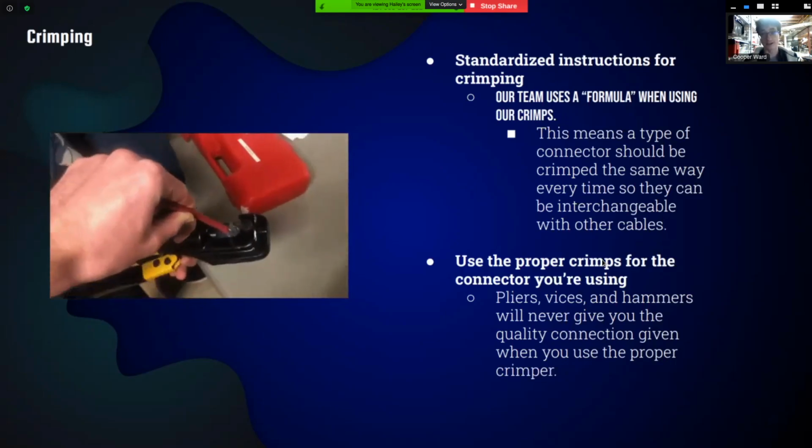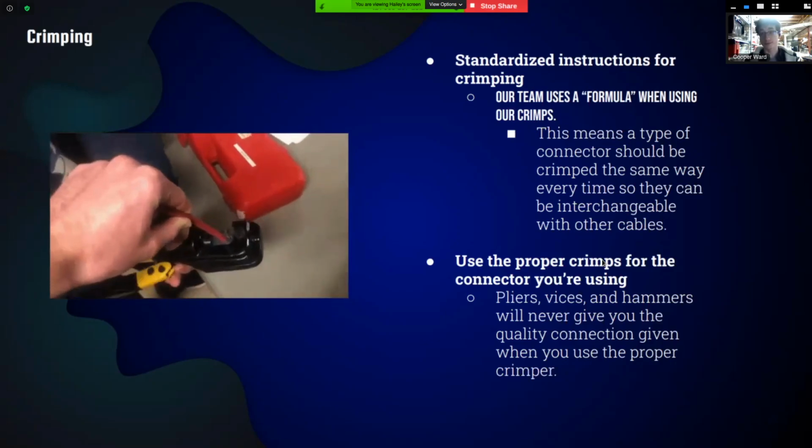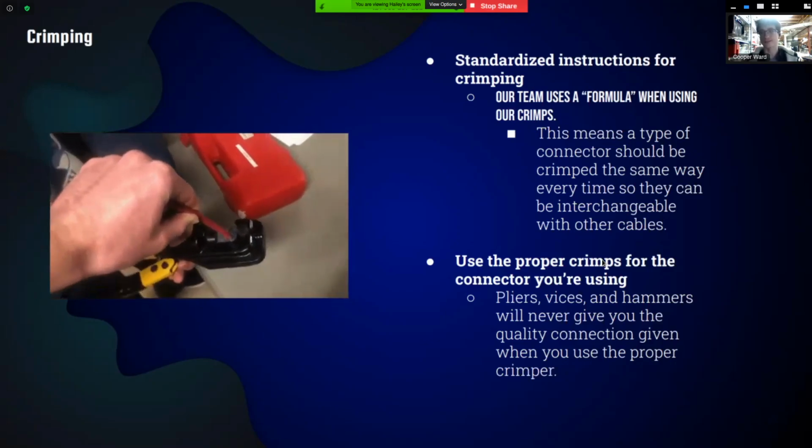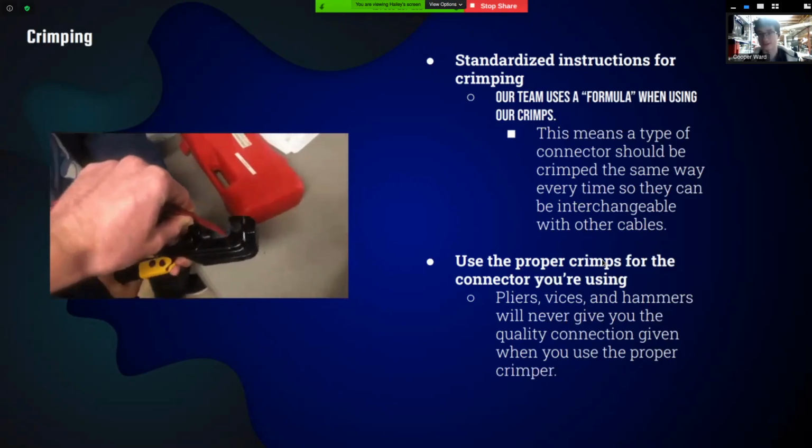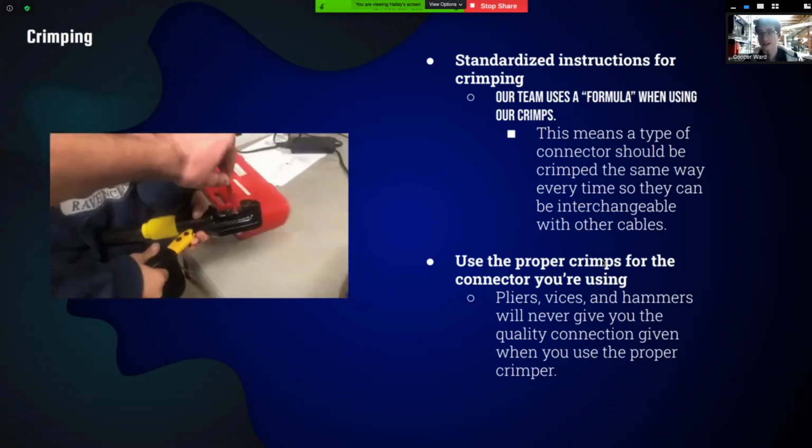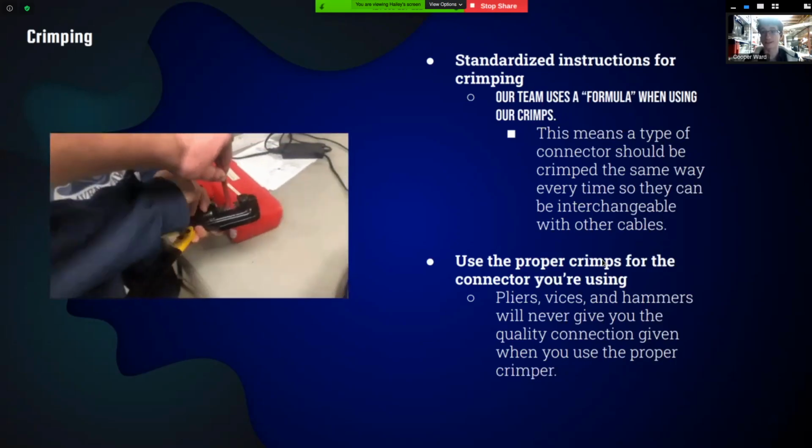And then the other thing to keep in mind is that you should be using the proper crimpers for the crimps. Pliers, vices, or anything else isn't going to get you a good enough connection on those sorts of things that will actually last through an FRC match. They will be immediately torn out.